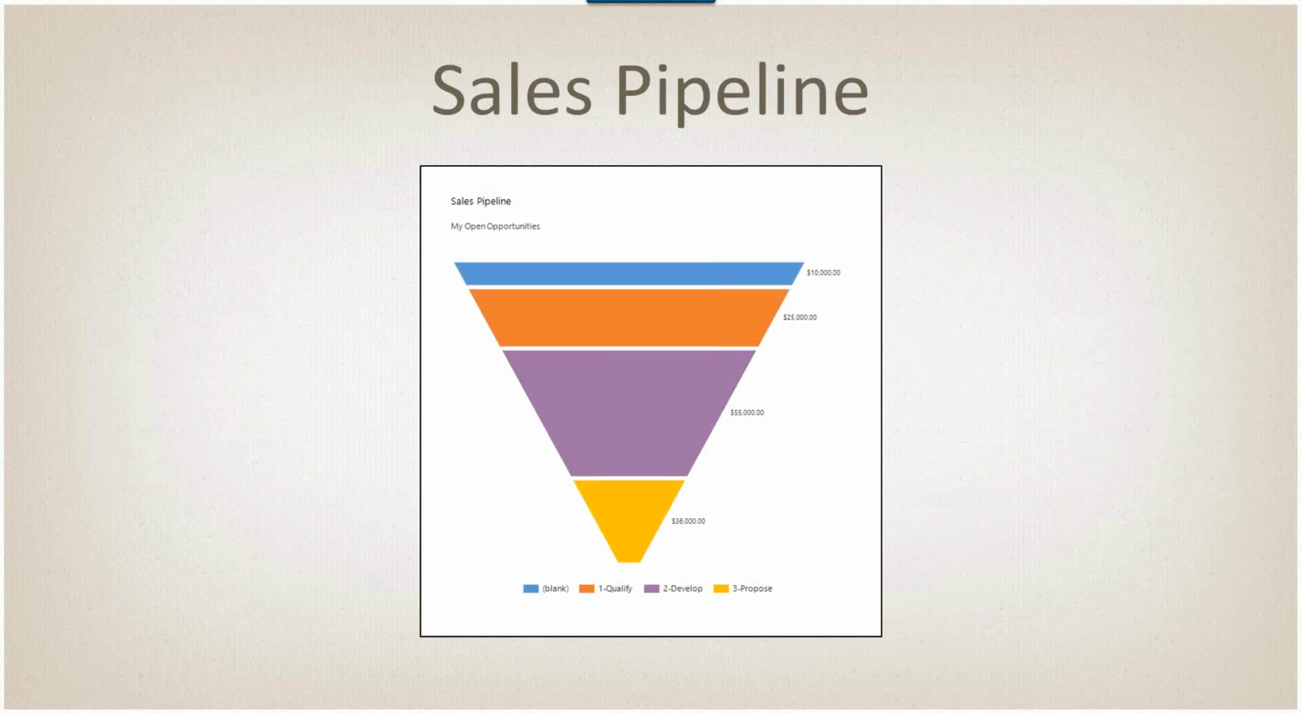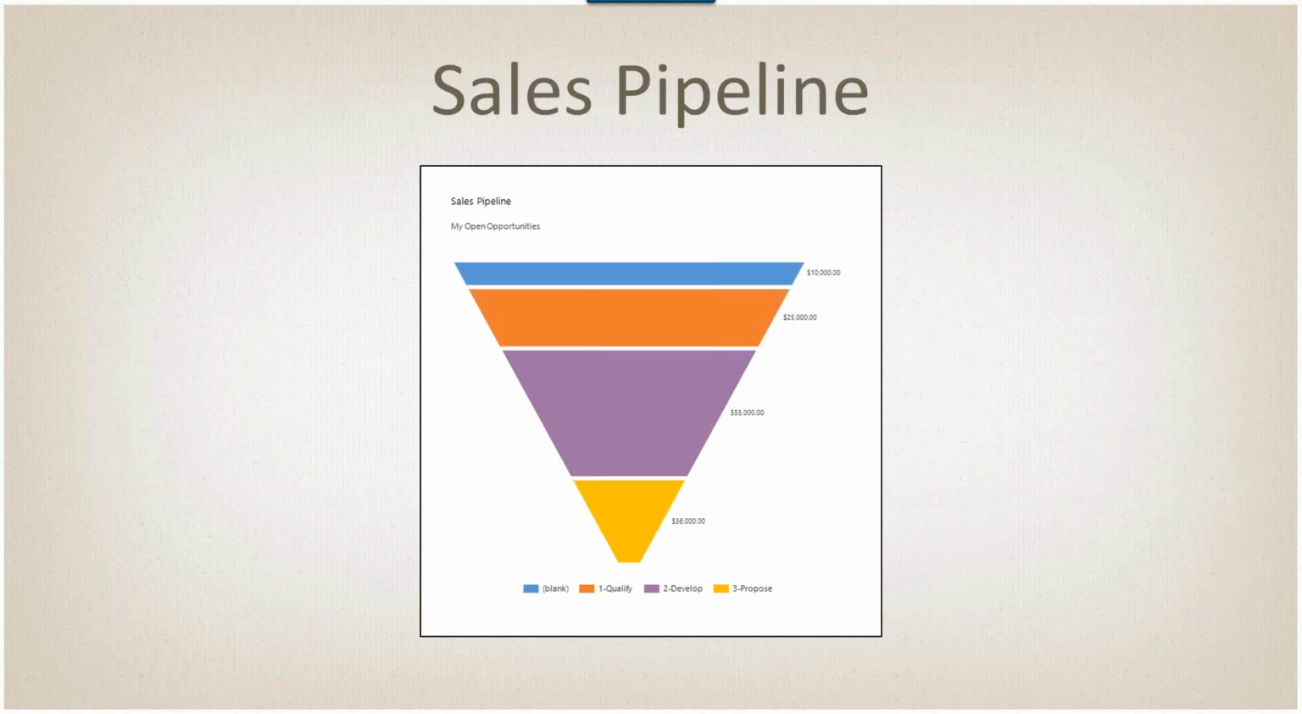So let's talk about a sales pipeline. I'm sure everyone has seen a graph like this. This is called a funnel chart. And what it's doing, it is giving us a very quick overview of our sales pipeline and the stage that each opportunity is in.